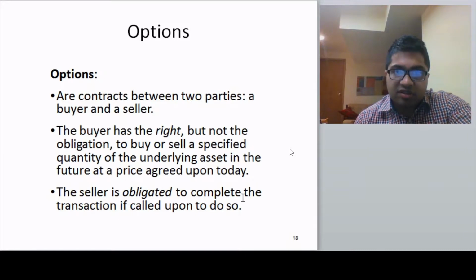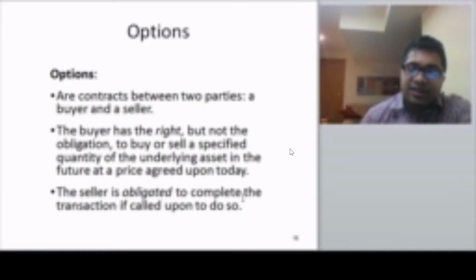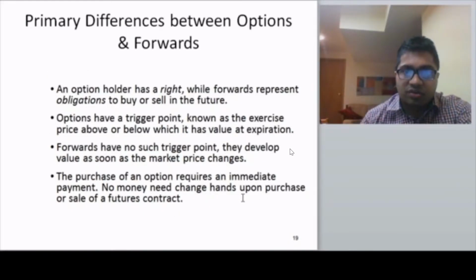Next is options. Options are a contract between two parties, a buyer and a seller. The buyer has the right but no obligation to buy or sell a specified quantity of the underlying asset in the future at a pre-agreed price. The seller is obligated to complete the transaction, but only if the buyer executes.